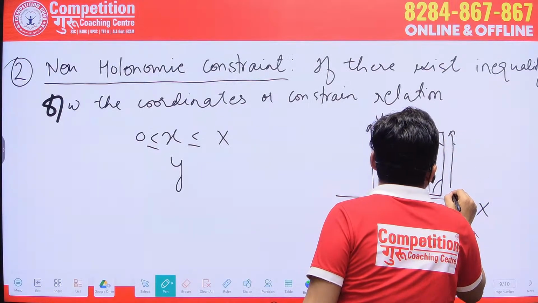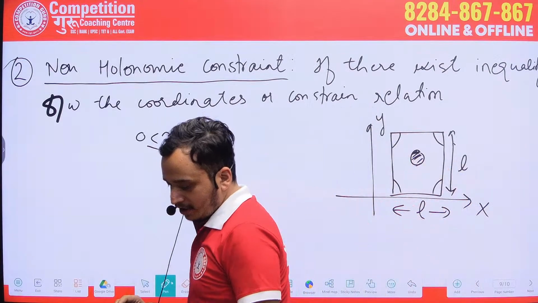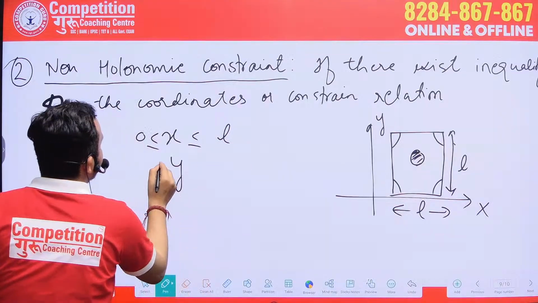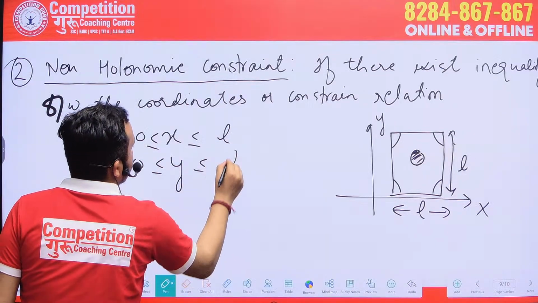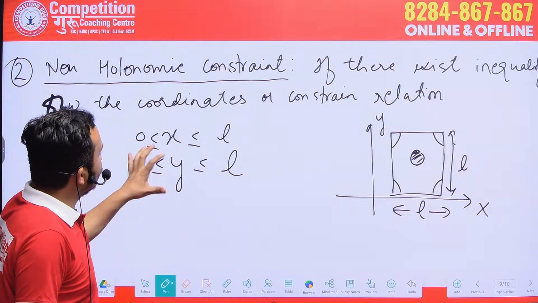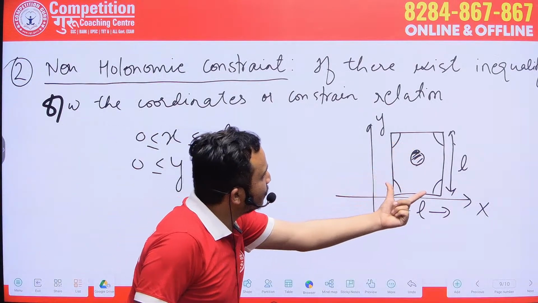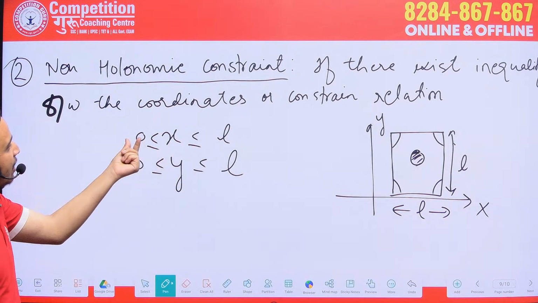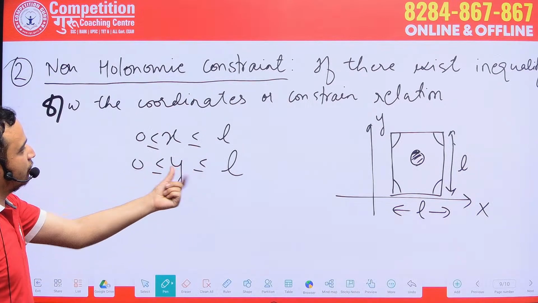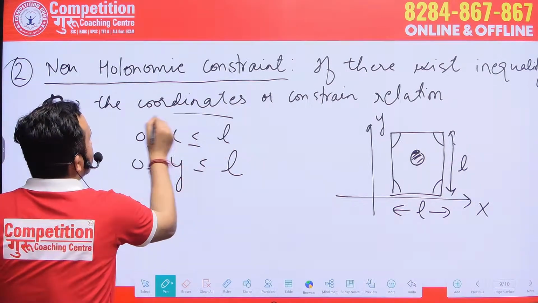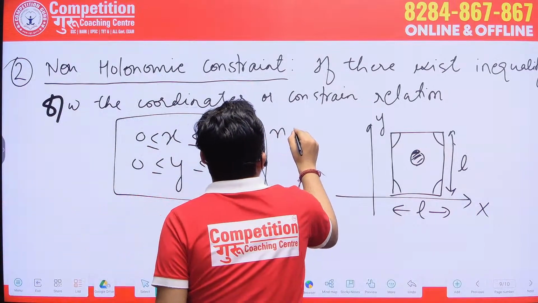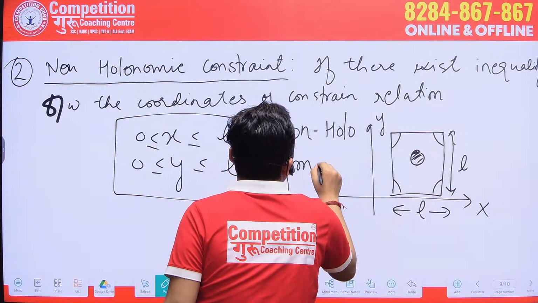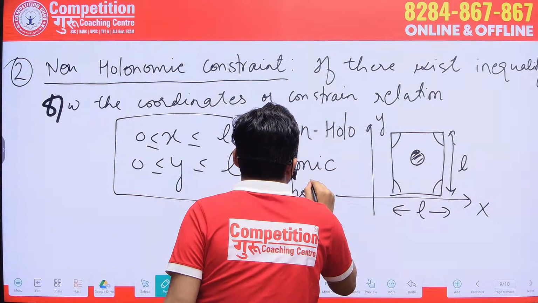Let us suppose it is L, and similarly for y. So this motion is limited in this space by these two equations. So these are inequality equations. That is, x can be from 0 to L and y can be from 0 to L. Okay, so these constraints are called non-holonomic constraints.